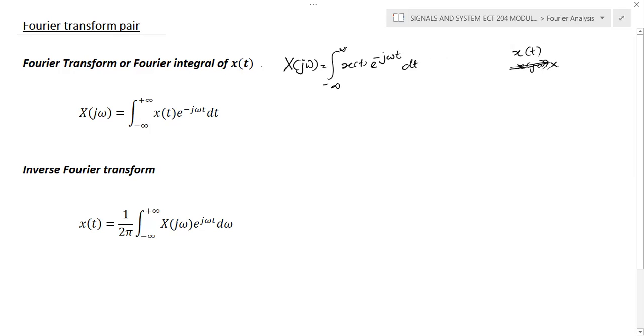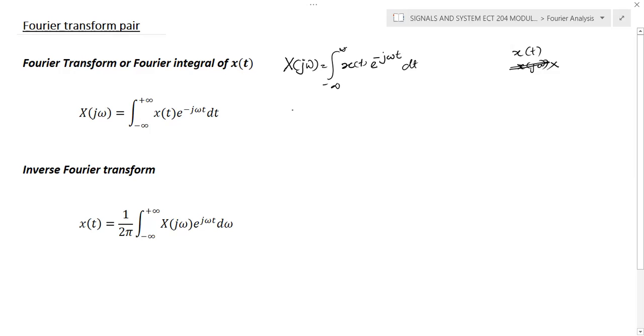It's an entirely different function. So we can use any other letter like g of j omega or y of j omega, but to get some indication of the signal x, we'll use the same letter with lowercase and uppercase. So the capital X of j omega is actually indicating the Fourier transform.